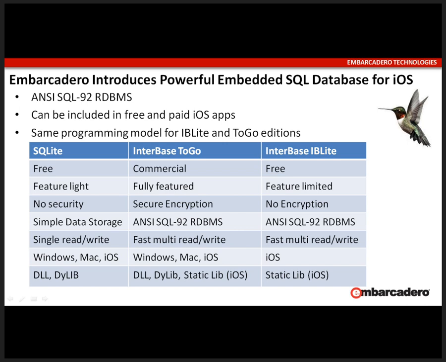So if you want to put a database on the device and you want to encrypt it, then you can get a license for InterBase To Go. And InterBase To Go has full capabilities for encryption and transactions and so on. So the great thing is it's the same programming model, the same database access, whether it's through FireDAC or InterBase Express or DB Express, whether you're working with IB Lite or InterBase To Go on iOS. And then we have InterBase To Go also as a DLL and dylib on Windows and Mac.